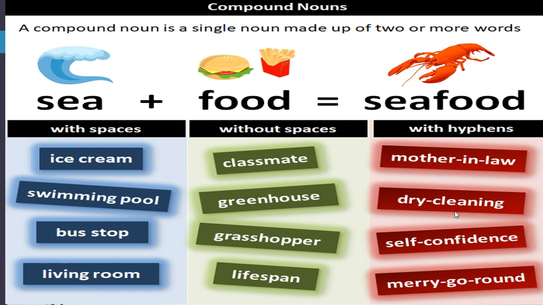Now let's go to compound nouns with hyphens, like mother-in-law, and like dry-cleaners, meaning the place we use to make our clothes clean and dry. Self-confident, merry-go-round are also compound nouns as well.